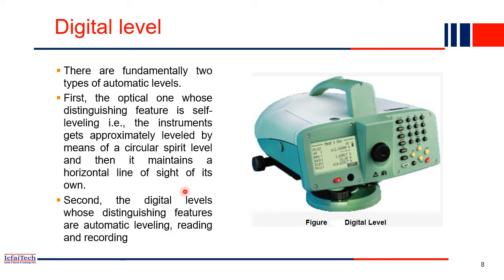Then secondly, the digital levels, whose distinguishing features are automatic leveling, reading and recording. In this other type of instrument, everything is automated, like automatically it will take the reading. A special staff will be there for this instrument. You keep this staff at a little far distance, and automatically it makes the line of sight, automatically it takes the readings, and no need to write on paper either, because it will be saved into the memory card. After the survey is over, you can take out the memory card, install it in the computer, and see all the readings. So this is more advanced leveling, where the maximum is done automatically.